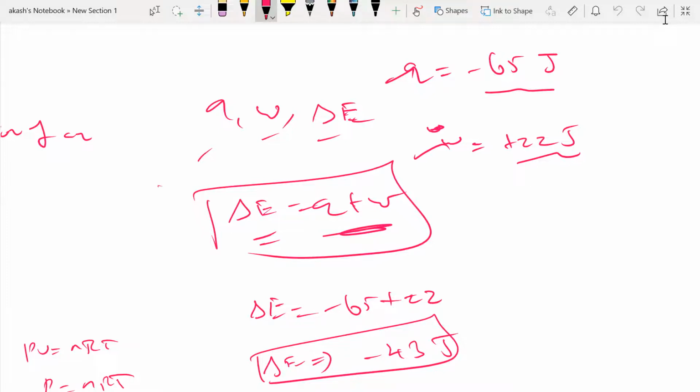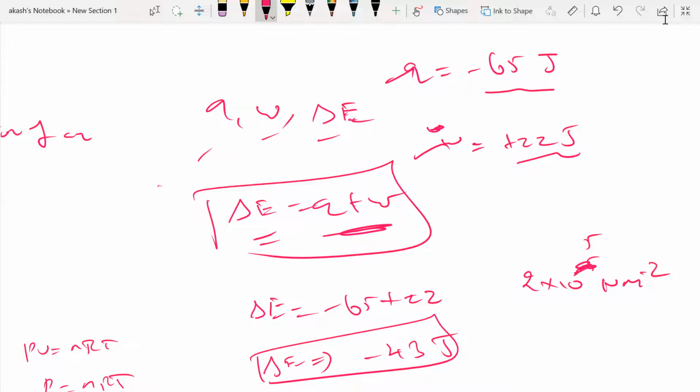A gas absorbs 200 joules of heat and expands by 500 centimeter cube against a constant external pressure of 2 into 10 to the power 5 Newton per meter squared.